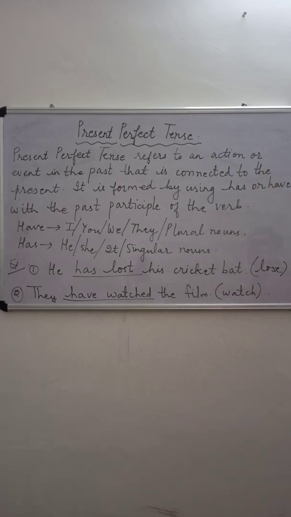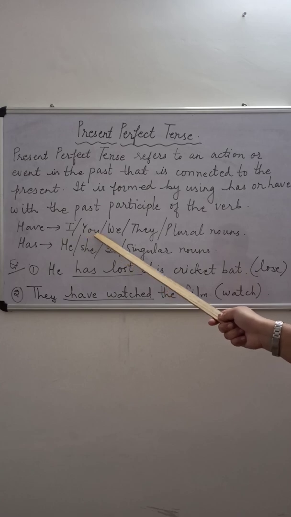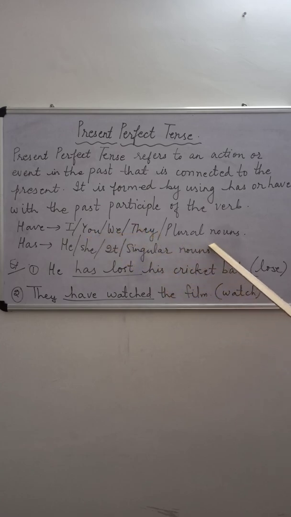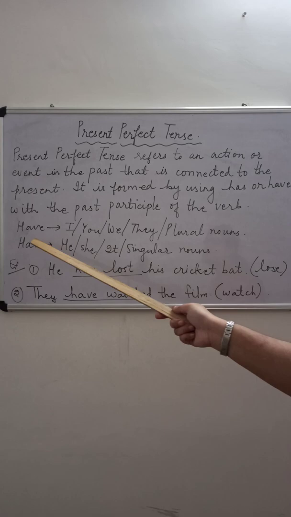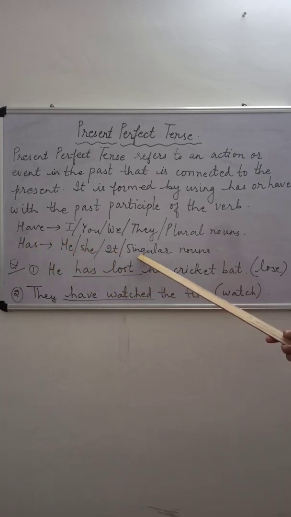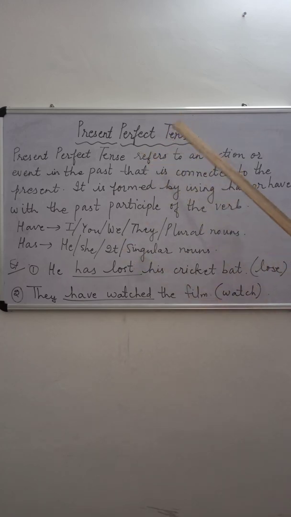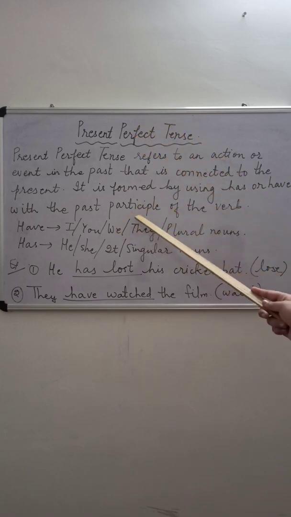First, let us understand when do we use has or have. We use have with the pronouns I, you, we, they, and with plural nouns. And we use has with he, she, it, and singular nouns. So, while writing a verb in present perfect tense, we use has or have plus the past participle of the verb. It will be more clear from the examples.